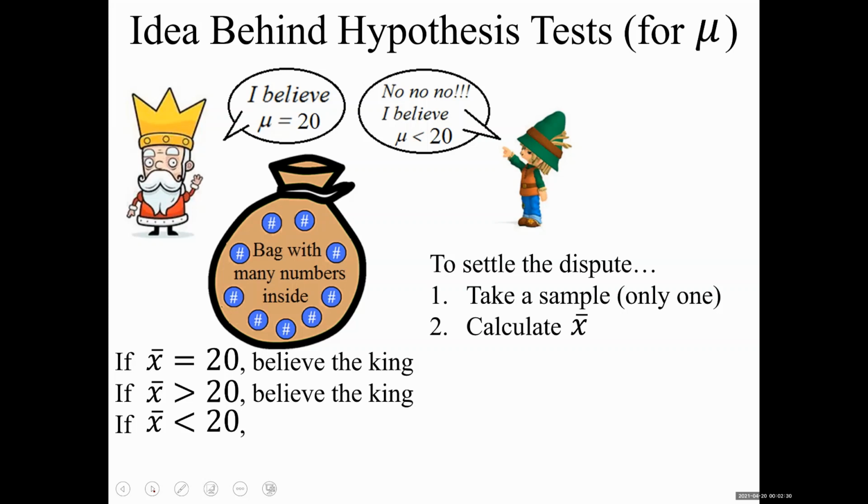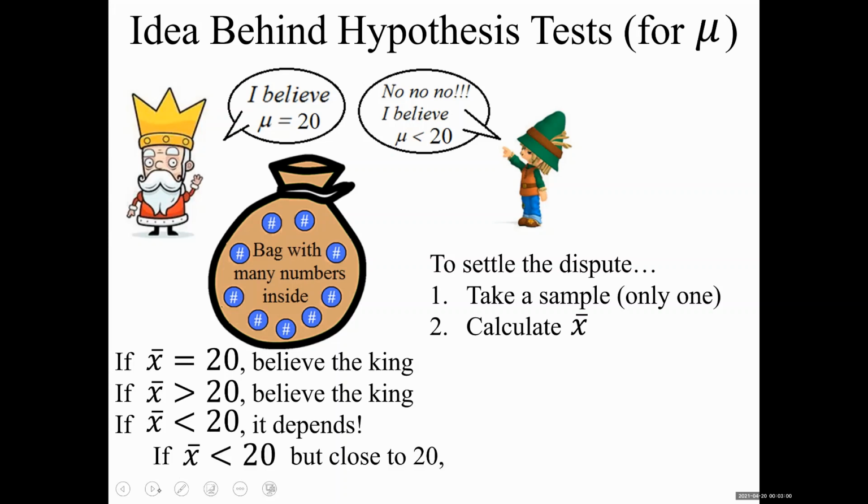But then the most interesting one, the one that will happen pretty much every time we do a problem, is this situation: if X bar is less than 20. So we're getting something that's less than 20 for X bar. The peasant is saying less than, so we see a less than and a less than. Who do you believe? Don't automatically side with the peasant just because you get a less than. Because if the king says mu is 20, X bar could be less than 20. As long as it's close, the king could still be right. And we want to give the king every benefit of the doubt. So who do you believe when X bar is less than 20?